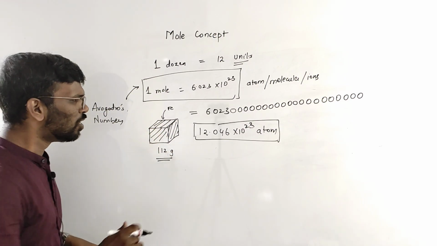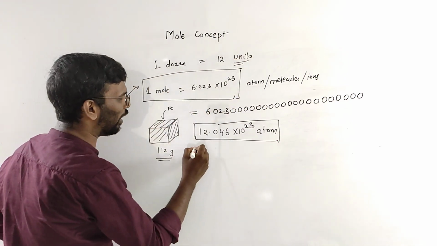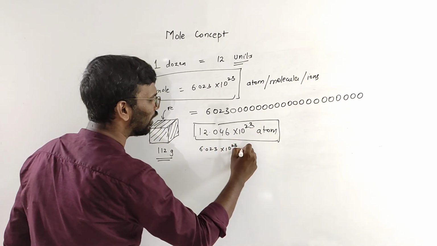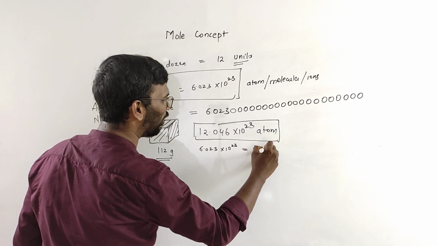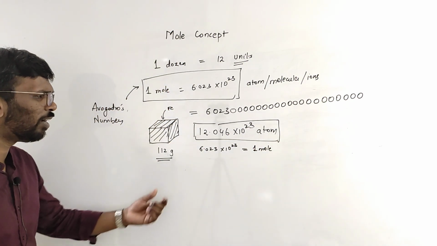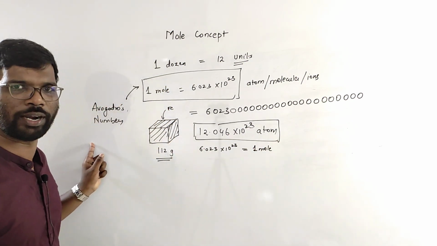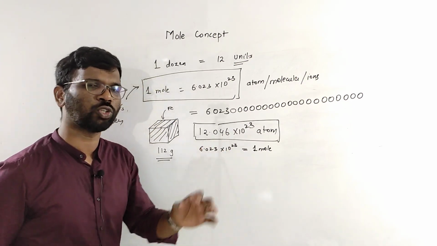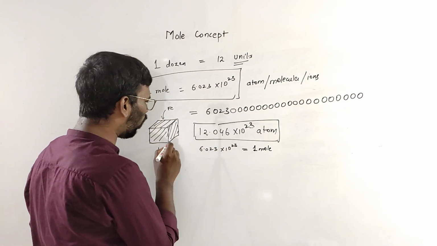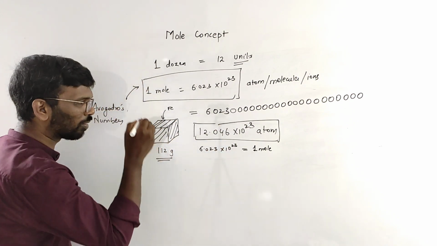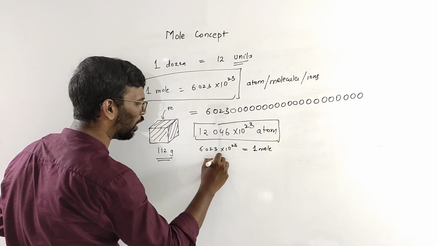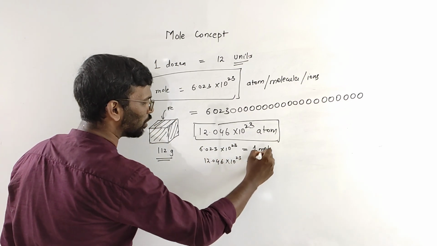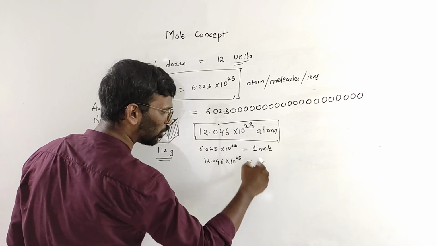Let us understand that. We know the standard relation that 6.023 into 10 raised to 23 is equal to 1 mole, right? We know this standard relation. Avogadro gave us this relation, 6.023 into 10 raised to 23. Now, if in this iron block there are 12.046 into 10 raised to 23 atoms, then it is equal to how many moles? X moles I will put.